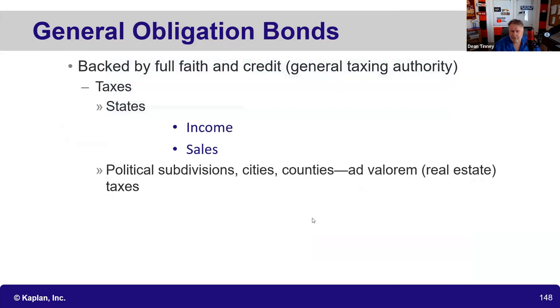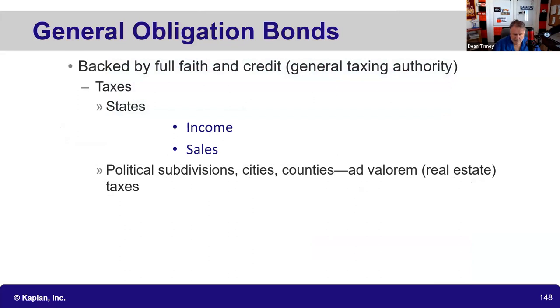They're backed by the full faith and credit. On the state level, that's primarily an income and a sales tax. For most states, the general budget, the biggest part of the money comes from an income tax and a sales tax. California, for example, it's an income tax.